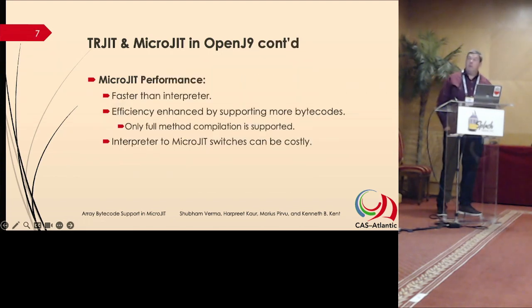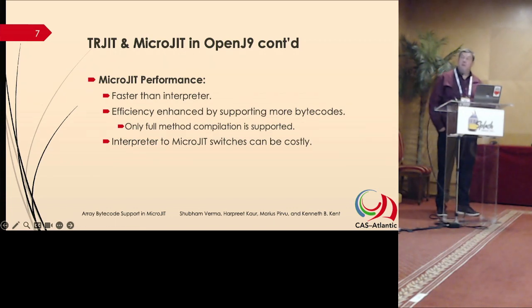So the MicroJIT performance in general, it's faster than the interpreter. When we benchmark it against the interpreter directly, it is faster. Its efficiency is enhanced by supporting more bytecodes. Effectively, if a method does not have all of its bytecodes supported by the templated JIT, then it won't compile the method and it'll mark it as uncompilable by the MicroJIT, and it'll defer it to compilation when it hits the threshold for TRJIT or continue interpreting.